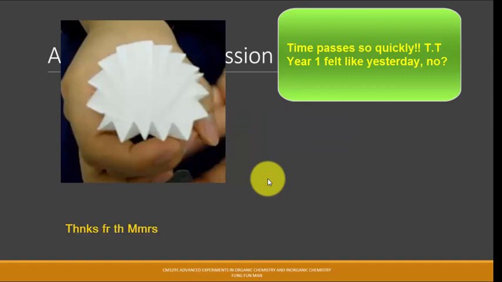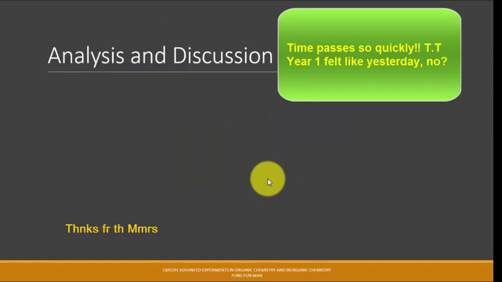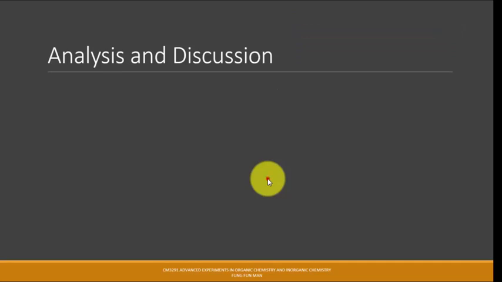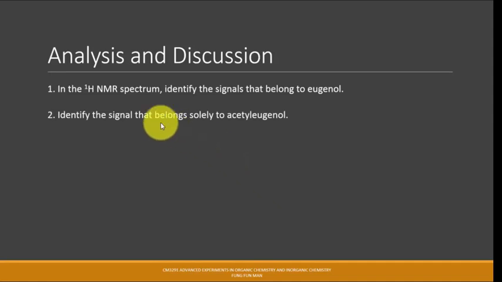For this experiment, the analysis and discussion are not too convoluted. Just in the NMR spectra, identify the signals that belong to eugenol, the main extract from this essential oil, and also identify for us the signal that belongs solely to acetyl eugenol. Acetyl eugenol, we talked about it just now. Eugenol acetate. Yeah, it's an ester. Try to draw the structure of these two. Find out. Get the right thing.